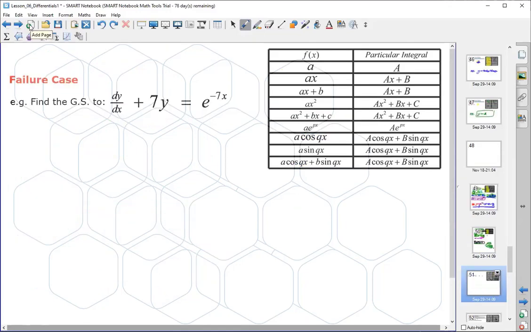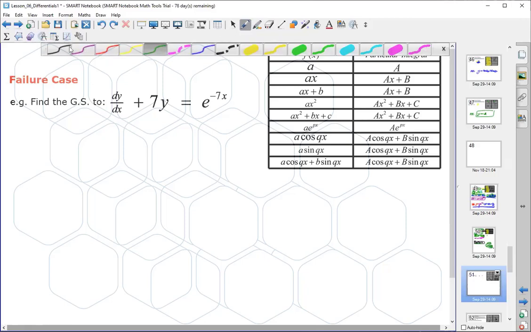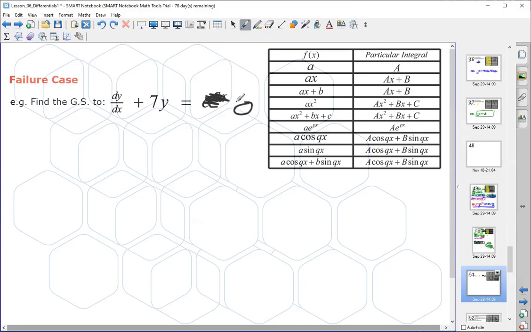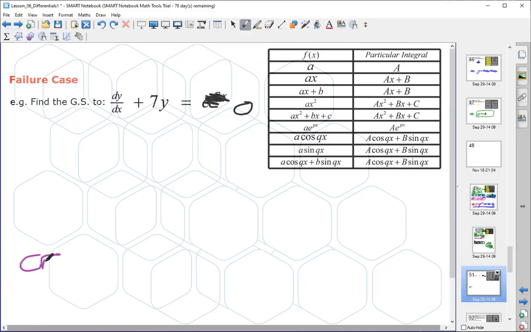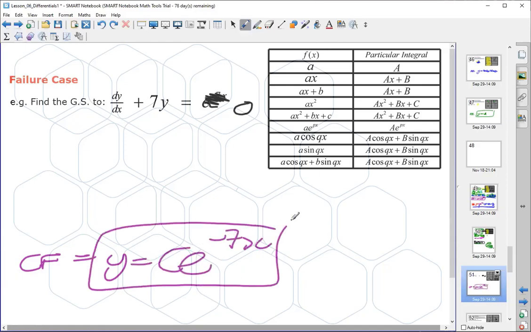Failure case. Okay, so let's scratch off this. Call it 0, and then our complementary function is going to be y equals ce to the minus 7x. That's going to be our complementary function, but we need to do the particular integral. So let's unscratch that and look at this and see which one it matches.